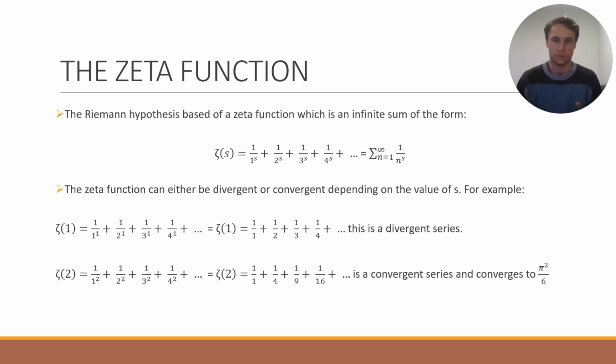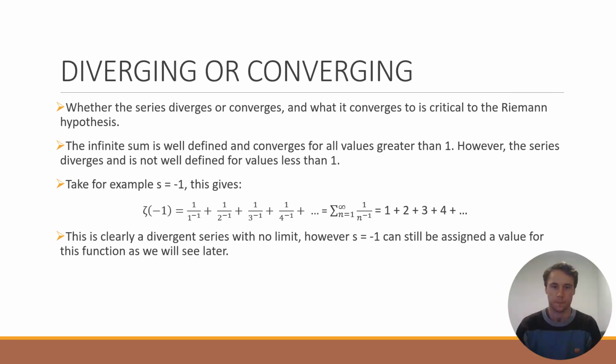And you can have s equals 2, or zeta of 2, and you get the infinite sum of the reciprocals of the square numbers. So like 1 over 1 plus 1 over 4 plus 1 over 9 plus 1 over 16. And that's shown to be convergent, and that converges to pi squared over 6. So whether the zeta function diverges or converges, and what it converges to if it does, is key to the Riemann hypothesis. We know that for all values greater than 1, the zeta function converges nicely to some number.